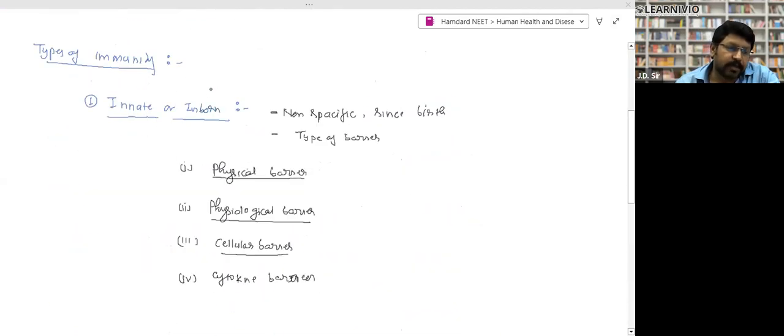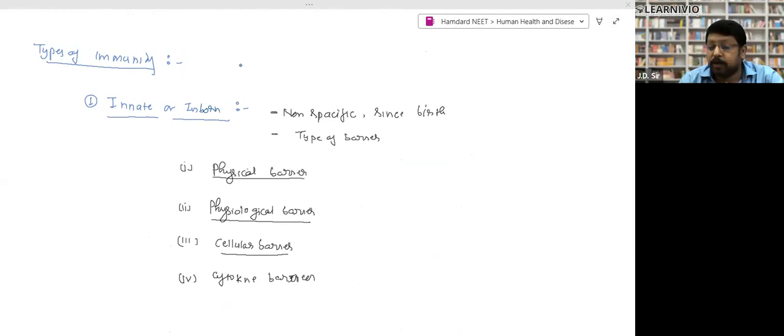So the first kind of immunity is innate immunity. Please keep on noting it down, or take a screenshot, whatever you feel comfortable with, right? Else you will forget it after the class. I'm more than sure, right?